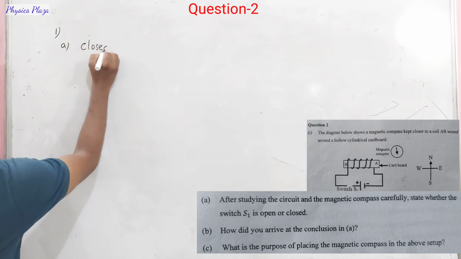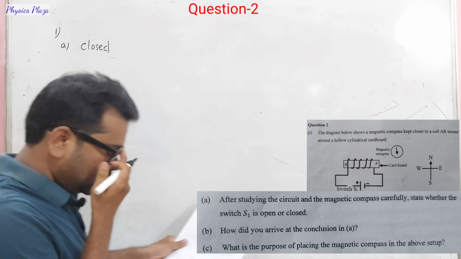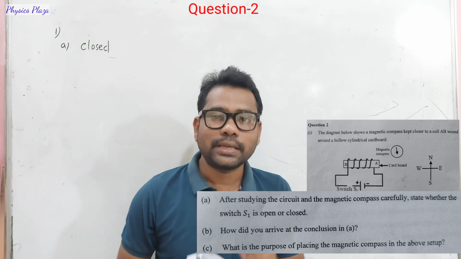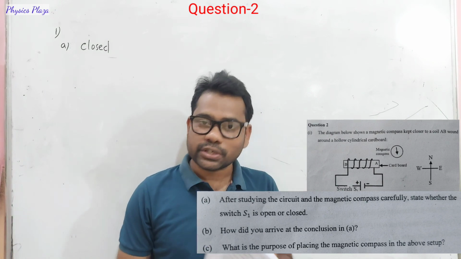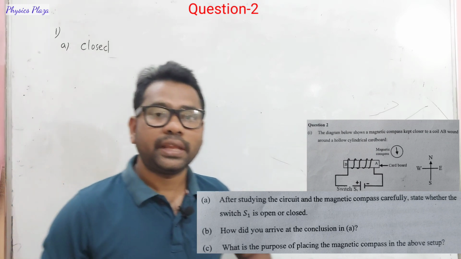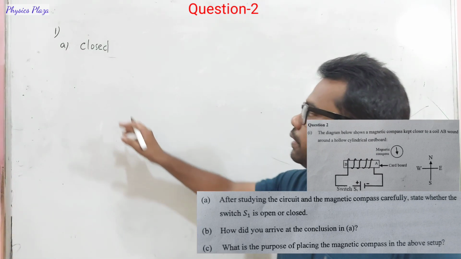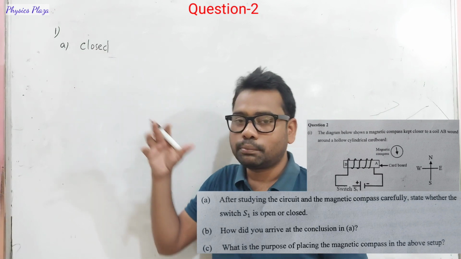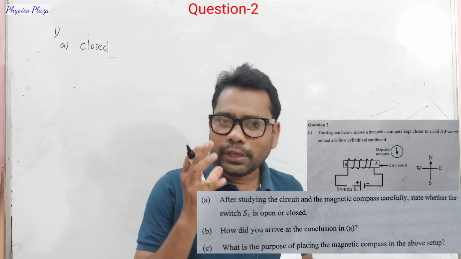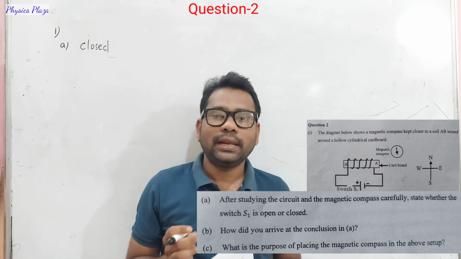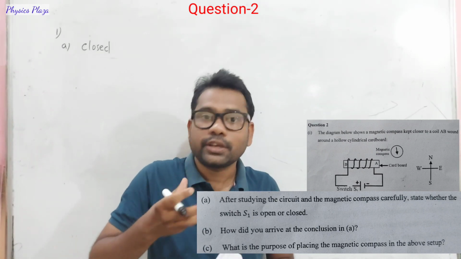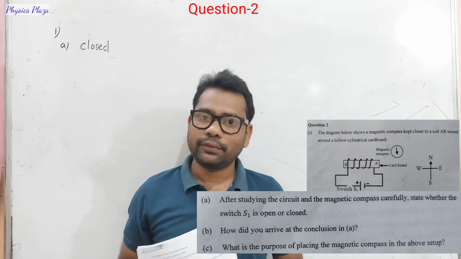Now you may get confused. Sir, in the diagram it is seen that it is not connected, just the switch is given. Yes children, for that the reference is the magnetic needle. So that is the question asked in the second bit, that is B. How did you arrive at the conclusion in A? Means they are saying we have written that the switch is closed. But on what basis are we saying that the switch is closed? Children, we know that in general the magnetic needle of the compass box can show north and south, that we know very well.